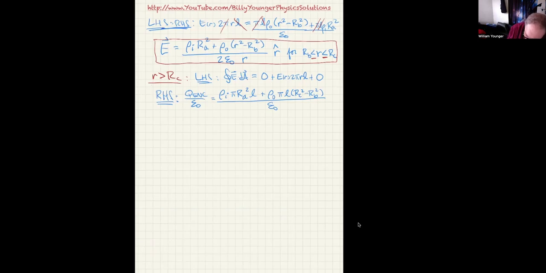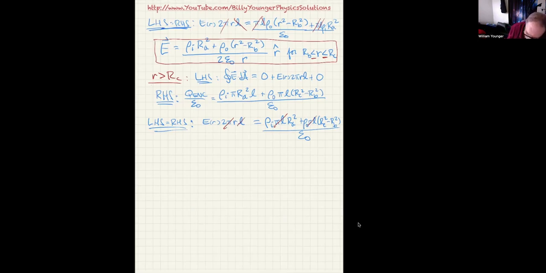Now, with this in mind, I can just set left-hand side equal to the right-hand side and apply my hypothesis, which was that E is equal to some function of R times the R hat vector. So in this case, I want to say E of R times 2 pi R L is equal to rho I pi L R A squared plus rho O pi L times R C squared minus R B squared, and all of that over epsilon zero. I can immediately see that my pi and my L cancel out with my pi and my L over here.